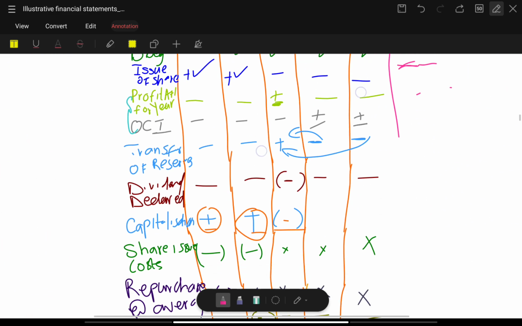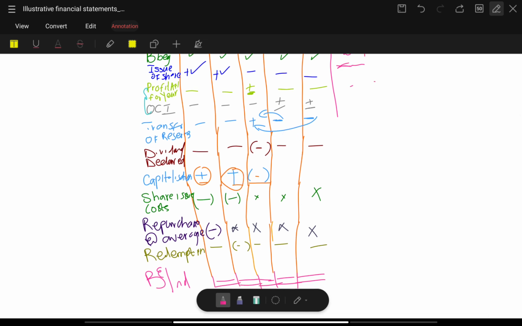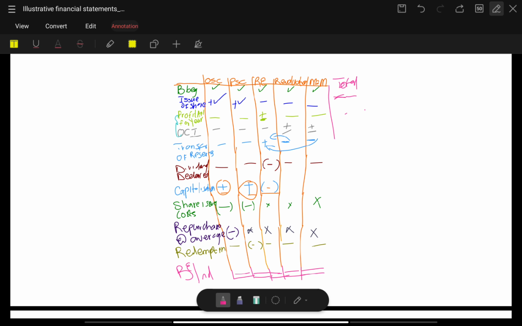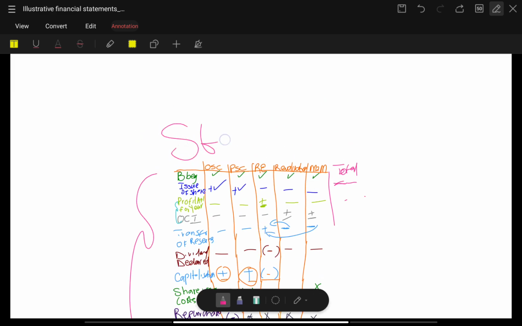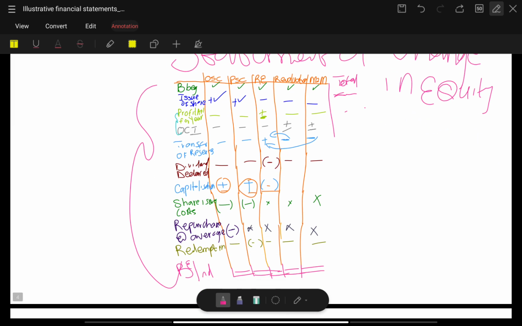If they don't say anything about it, don't try to make things more difficult for yourself and put them there, even if they are not required. Does it make sense, guys? So your statement of changes in equity will be in this format: statement of changes in equity. Please, before you get into the exam room tomorrow, make sure you remember this format.